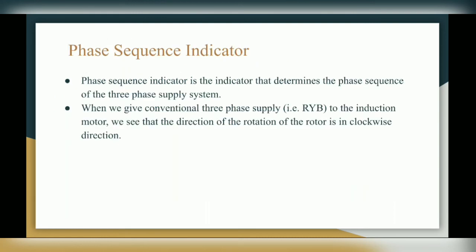Next is phase sequence indicator. The phase sequence indicator is the indicator that determines the phase sequence of the three-phase supply system. When we give conventional three-phase supply, that is RYB, to the induction motor, we see that the direction of rotation of the motor is in clockwise direction. So if the phase sequence is RYB, then the direction of rotation is in clockwise direction.